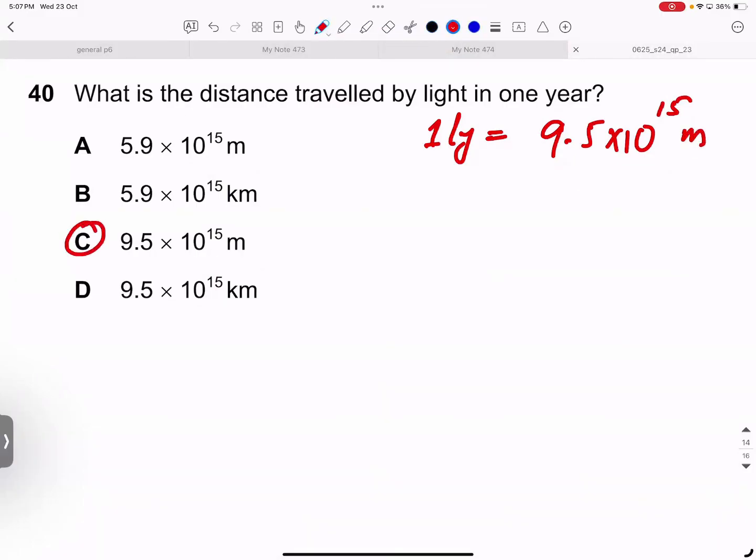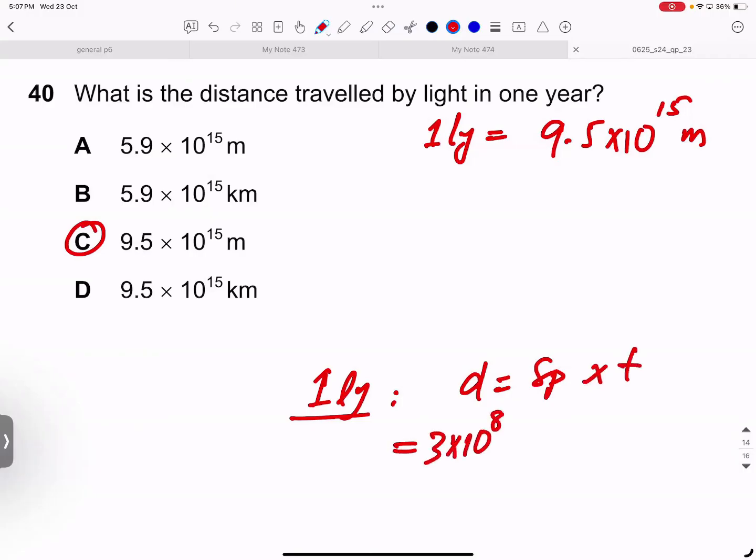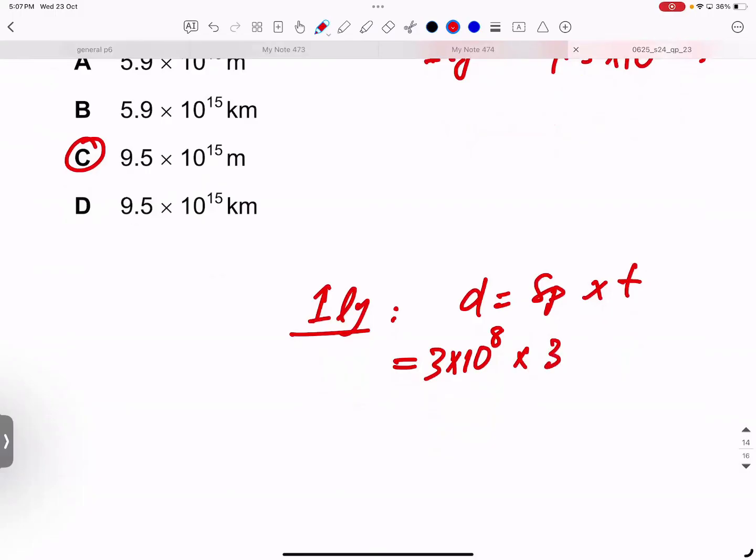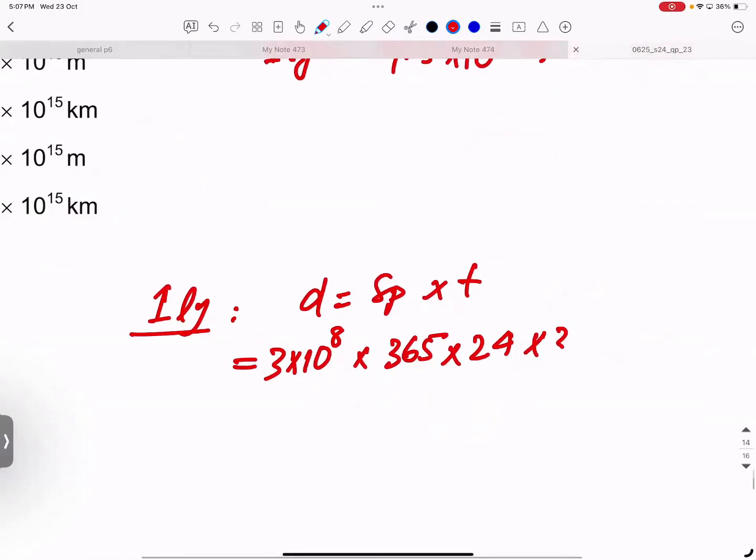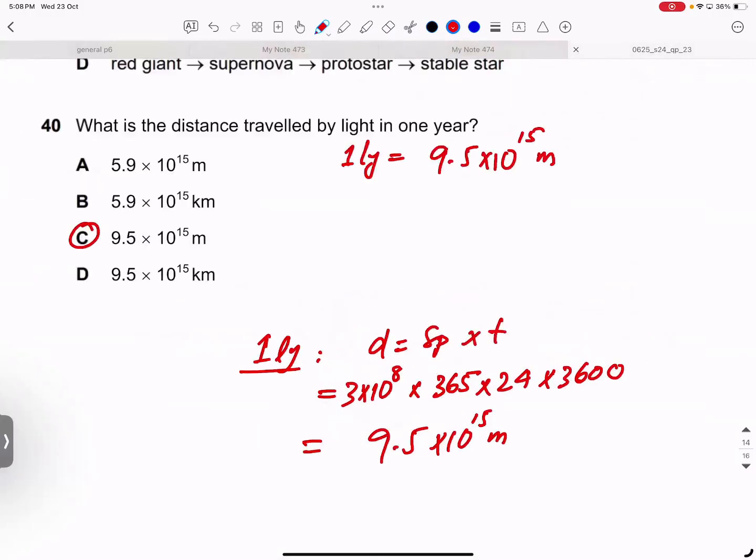In case you forget it, you know the distance is speed multiplied by time. Speed of light is 3 into 10 power 8. Year is 365 days. Each day is 24 hours. Each hour is 3,600 seconds. So answer will be 9.5 into 10 power 15 meters. In case you forget it.